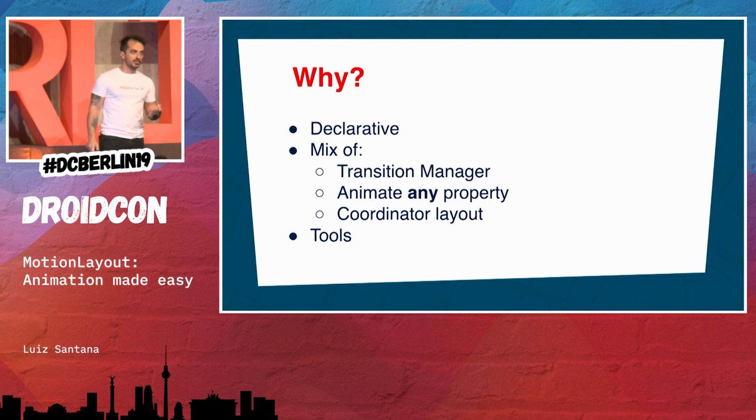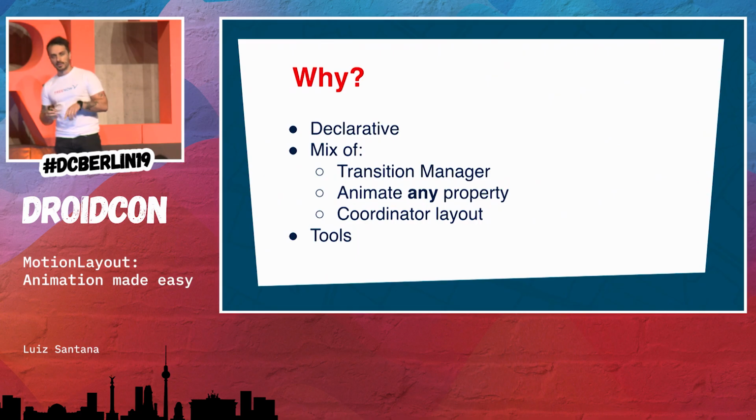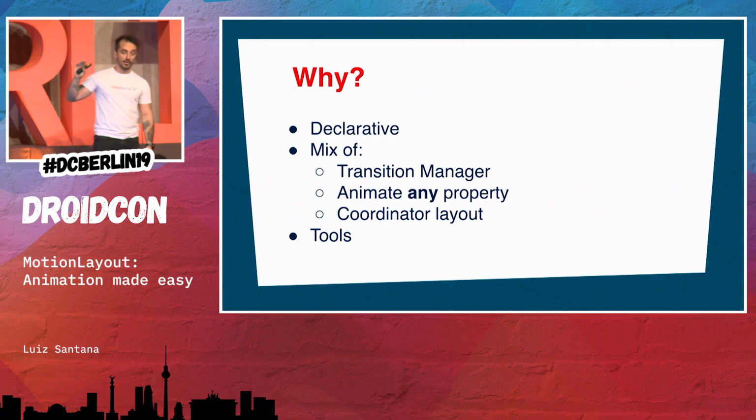First, it's very declarative. And by that, I mean it's very, very easy to read, to understand. You take a look, and you can see how the animation goes. It is this mix between Transition Manager with the shared elements, the coordinator layout, and you still can animate any property. And also, to add to that, we have some tools. So I'll go through all of those lists and show you some examples, some samples on how to implement things. At least an introduction, so you can see simple examples here.